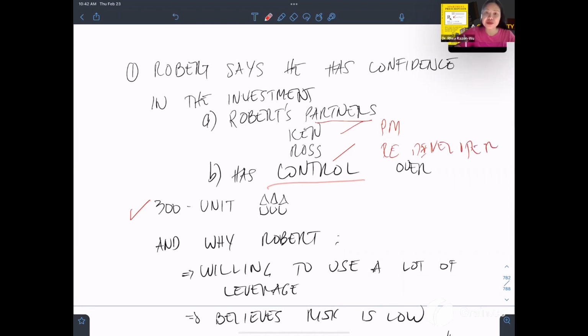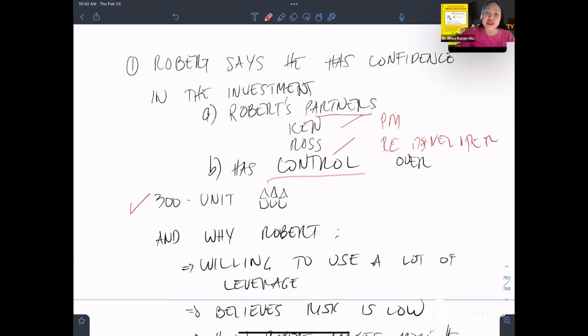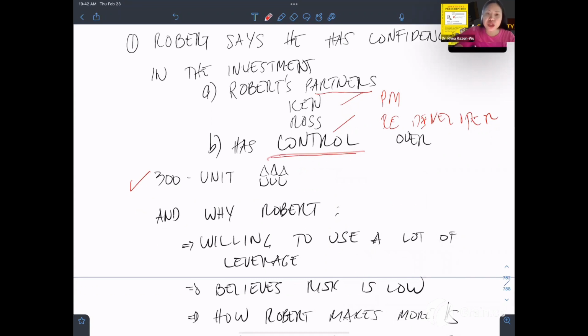Now, another reason why he has confidence is because of the word control. Control is very important. Control over the 300-unit apartment. When Robert speaks of control, he has the control of finding great tenants. He has the control of finding great property managers, and he has control of the financing, great financing.